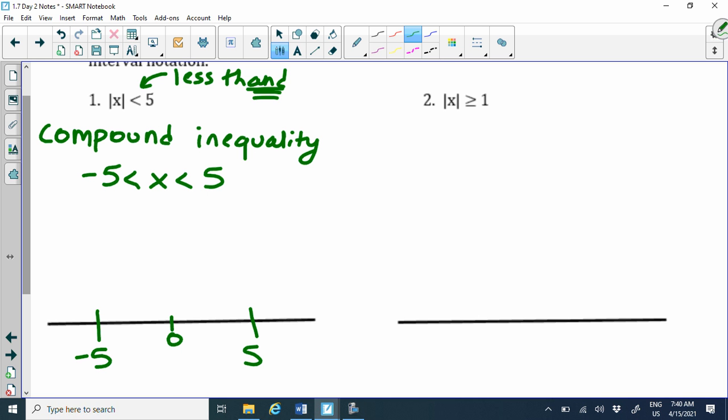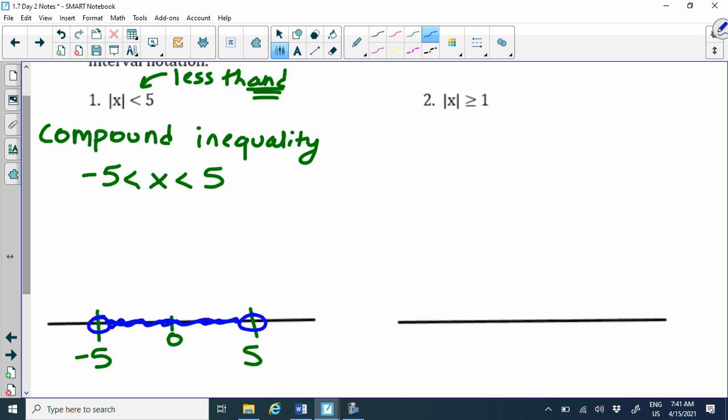Now we need to decide, do we have open or closed circles? Since there's no equal bar, we're going to have open circles. And as we said, we're going to shade in between because it's an and problem. And that's all you need to do.